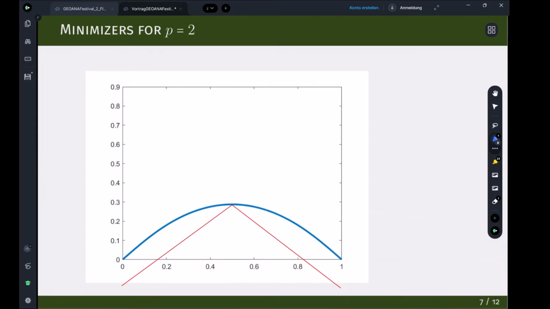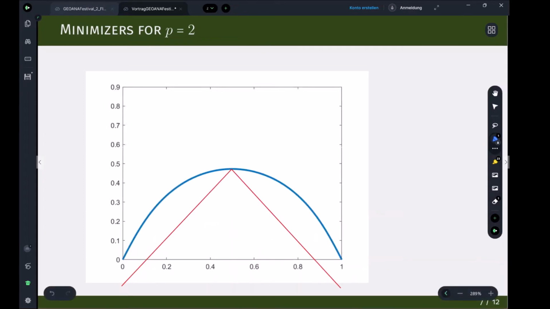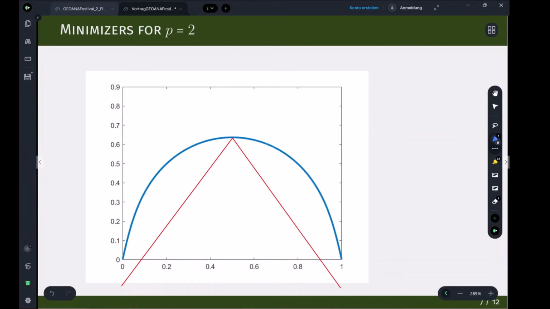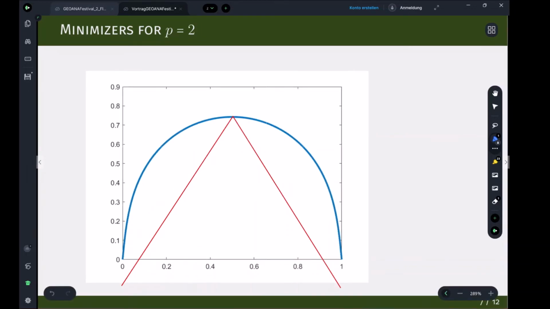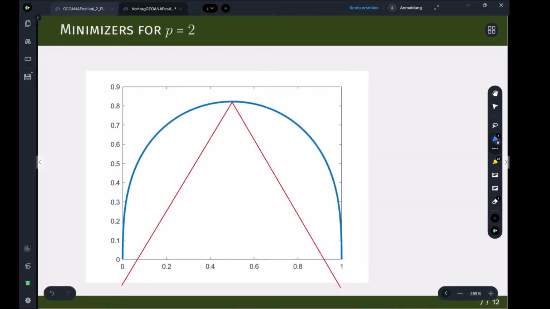So the red one will always be the obstacle, and the blue curve will always be the minimizer. So if I have a small obstacle, I get such a minimizer, and if the obstacle is larger, I get a larger minimizer, and if the obstacle is even larger, I get an even larger minimizer, and so forth. I could keep going forever, but at some point here, one sees, even in the case of p equals 2, that one encounters a problem.